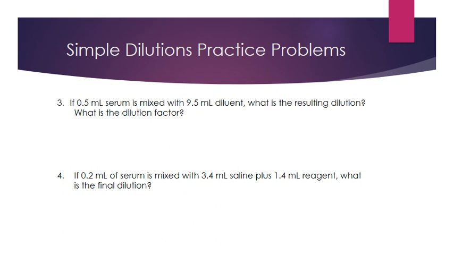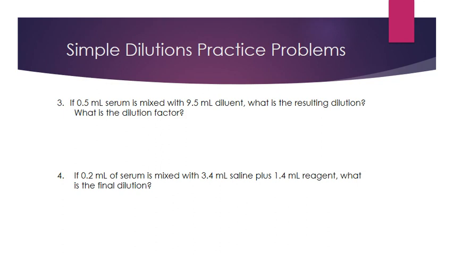So some more practice problems. Number 3. If 0.5 milliliters of serum is mixed with 9.5 milliliters of diluent, what is the resulting dilution? What is the dilution factor? So we know we've got 0.5 mils of serum. That's our original sample volume. We're adding that to 9.5 mils of diluent, which gives us 10 mils total volume.